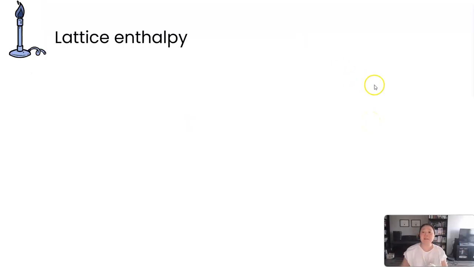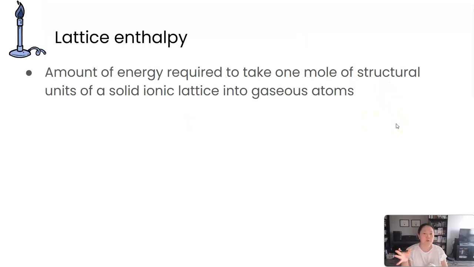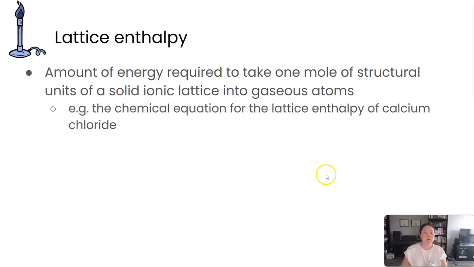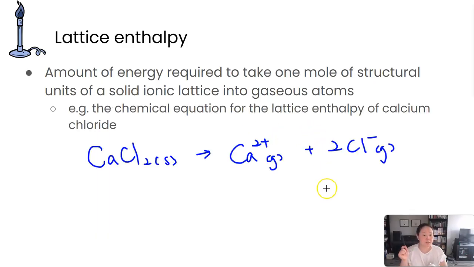And the last one is lattice enthalpy. It's the amount of energy required to take 1 mole of structural units of a solid ionic lattice into gaseous atoms. So basically, if we're taking calcium chloride as an example, you're taking the solid calcium chloride and 1 unit of that is going to be 1 calcium and 2 chlorine, so CaCl2. And then you're taking it and breaking it up into its atoms, or its ions rather, and so you're going to get Ca2+ and 2 Cl-. So those are your definitions.